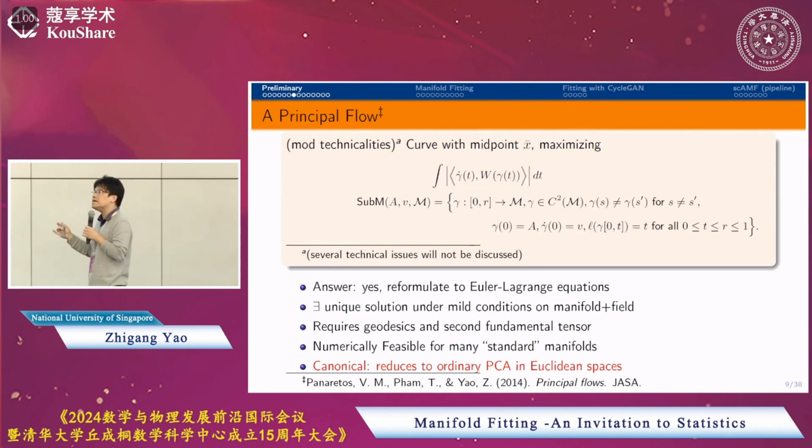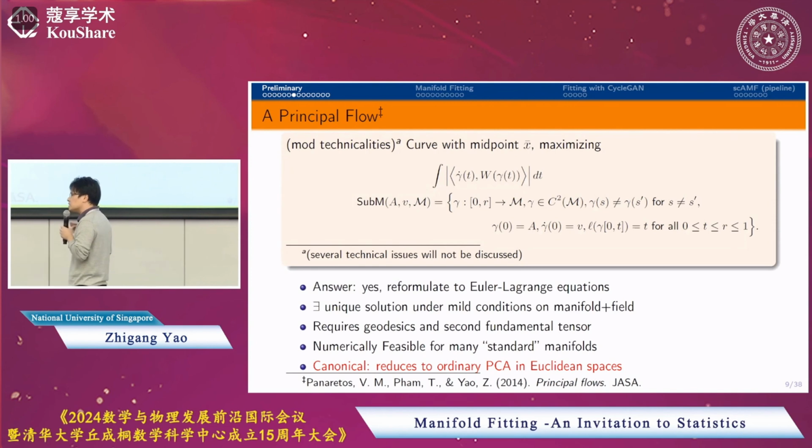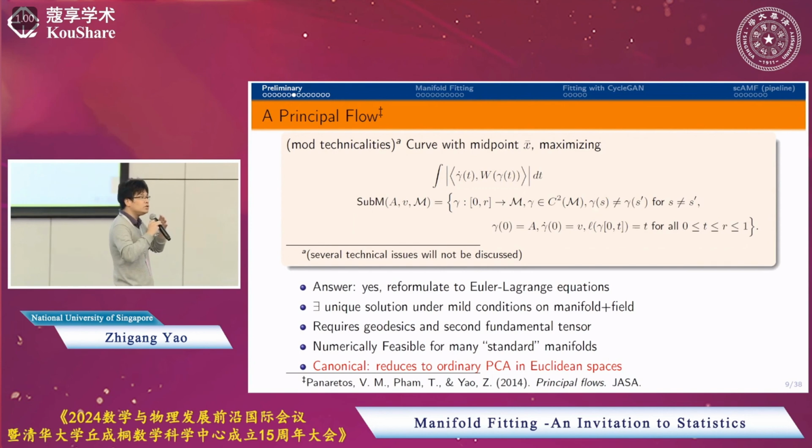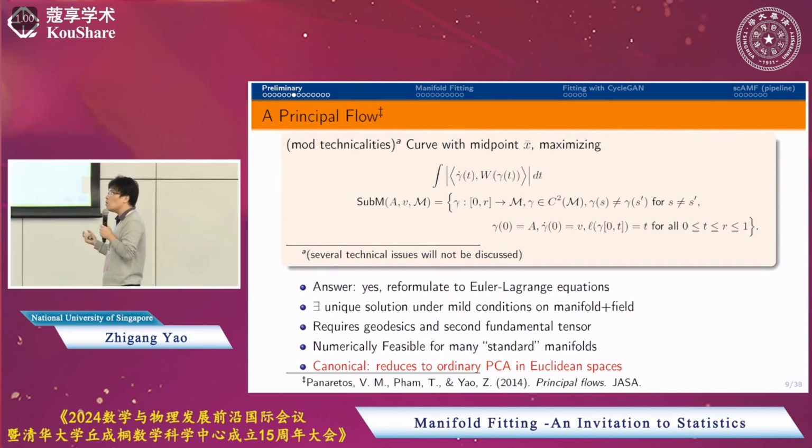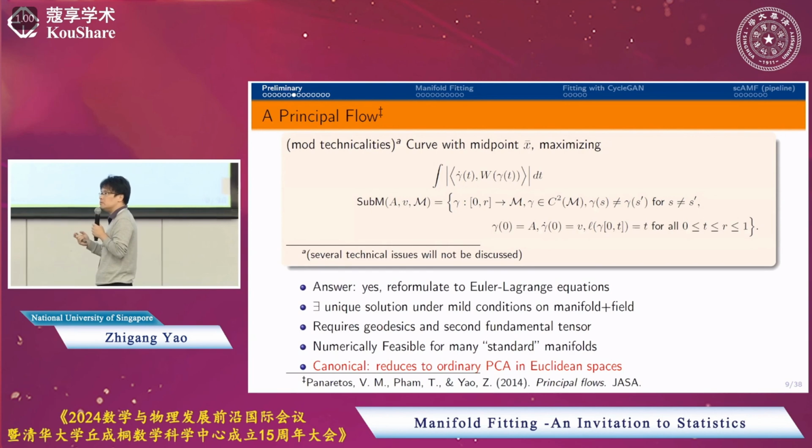And the flow, by the way, is supposed to lie exactly on the manifold. The flow is not going to go inside or outside of the manifold, traveling around the whole Euclidean space. So this is what I call the principal flow. If the manifold collapses to the Euclidean space, with a huge neighborhood to compute the covariance matrix, then we can prove under some conditions that the flow reduces to ordinary PCA in the Euclidean space.